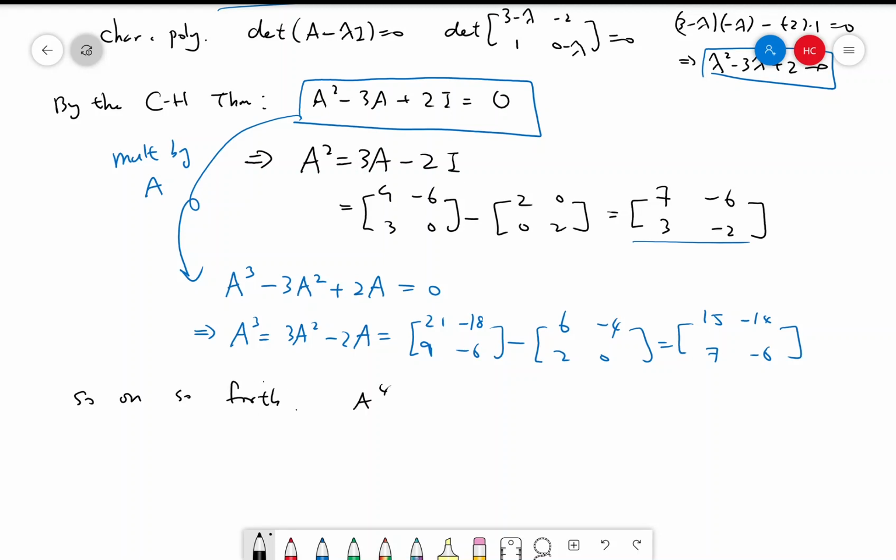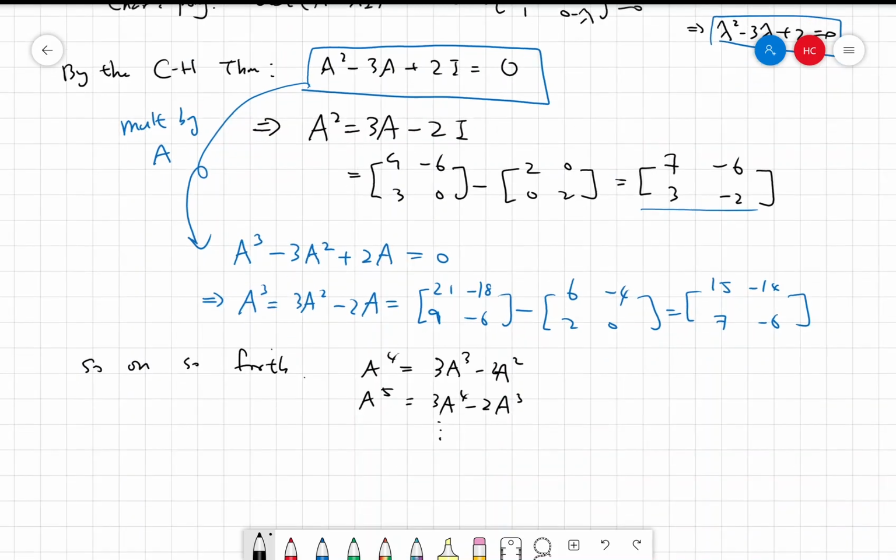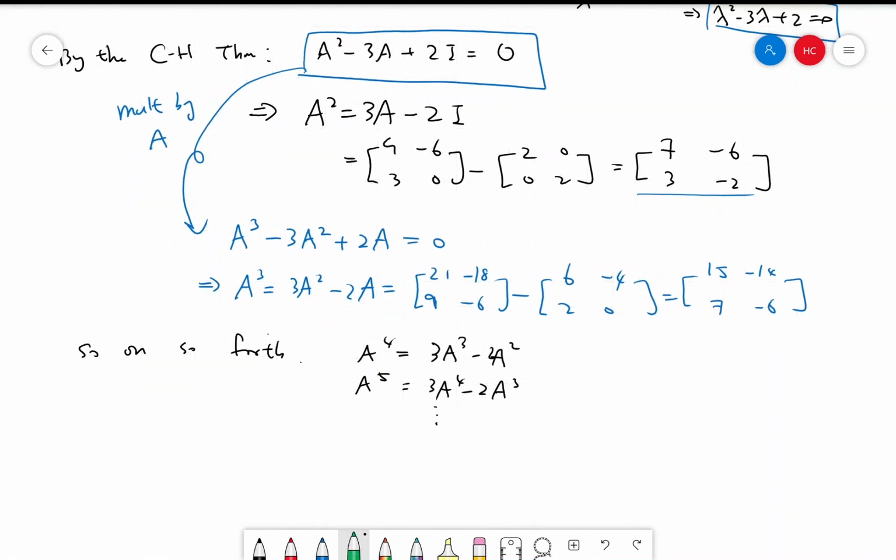A to the fourth can be calculated by using A to the third and A squared. And A to the fifth is 3A to the fourth minus 2A cubed, and so on and so forth. So we can calculate all powers of A without actually multiplying matrices together. That's not it.